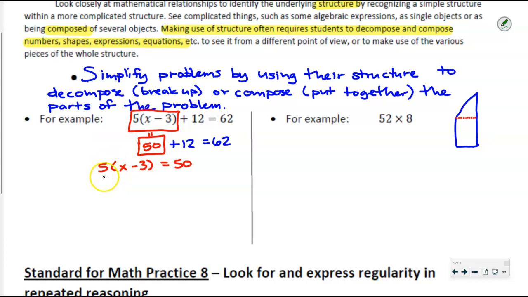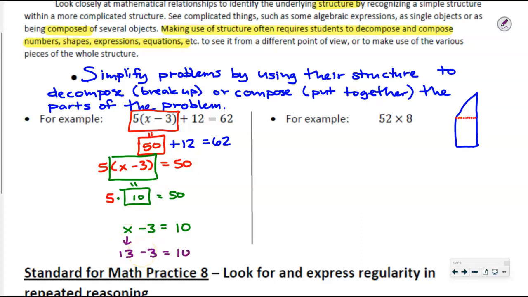So now I'm seeing, hey, wait a second, this is just 5 times something. 5 times something is 50. So what if I rewrote that problem now to be 5 times something is 50? What would that something have to be? Yeah, that something is obviously going to be 10. So what do I know about this something and this something? They're the same thing. So I can now decompose and recognize x minus 3 would have to be 10. So what is that x going to have to be? Yeah, that x is going to have to be 13, because 13 minus 3 is equal to 10.